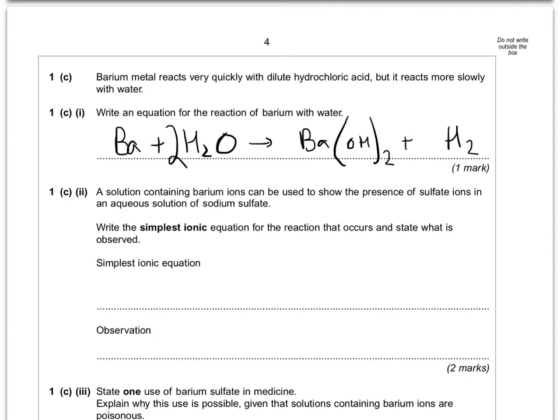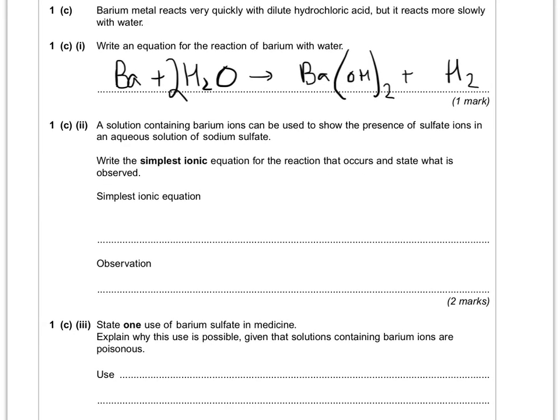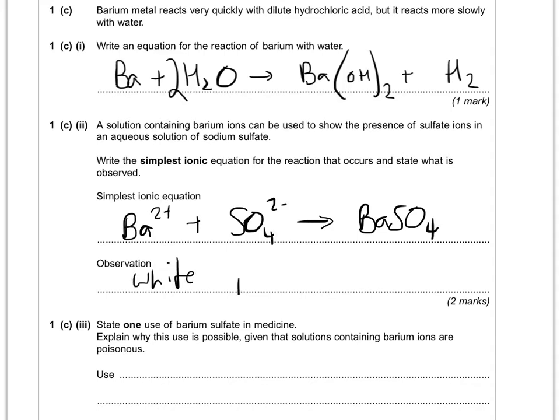And then a solution containing barium ions can be used to show the presence of sulfate ions in an aqueous solution of sodium sulfate. Write the simplest ionic equation for the reaction that occurs, and state the observation. Basically the barium ions are combining with the sulfate ions to make barium sulfate, which is a white precipitate. So you have Ba2+, and remember that sulfate ions are SO4 2-, and that goes to make BaSO4, and the observation would be a white precipitate, which you can abbreviate to PPT.